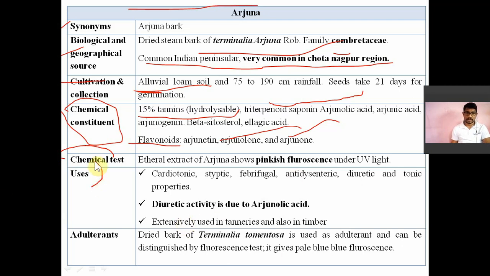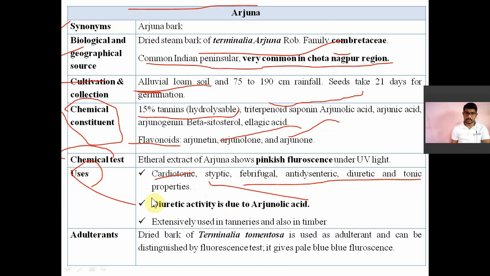Then uses are important. It is a cardiotonic, like the rest of the cardiac glycosides, but not so potent. Digitalis is very important. It is styptic and febrile. It is used in dysentery and diarrhea. Also diuretic and tonic properties.